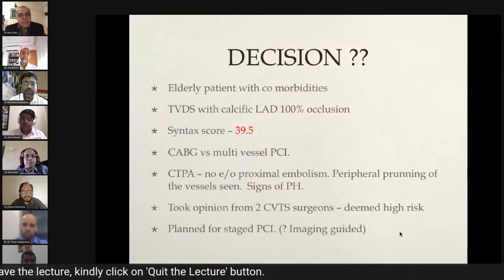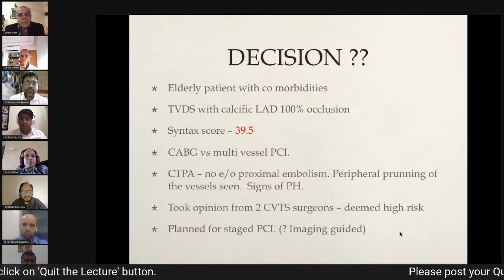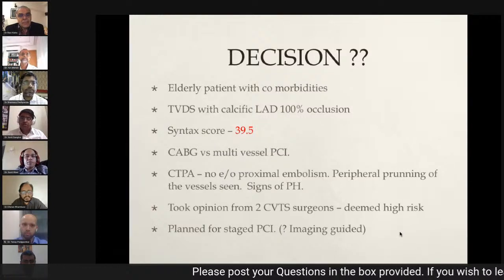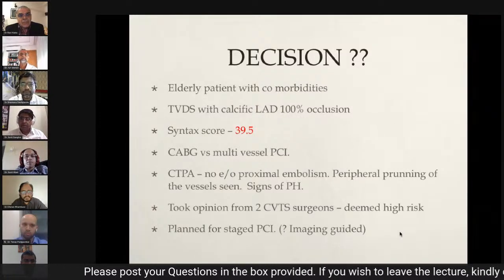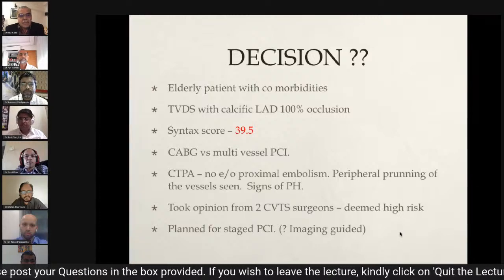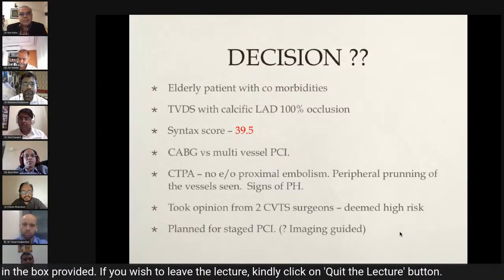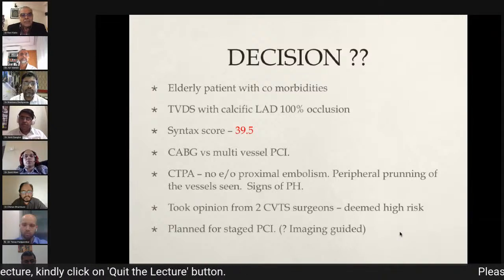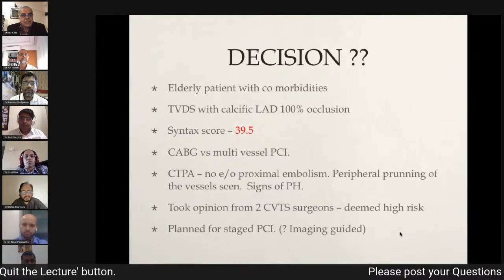So we sent the patient to a cardiac surgeon for an opinion, and we got a CT pulmonary angiogram done again. There was no evidence of any proximal embolism at present. There were signs of PH with dilatation of pulmonary arteries, and peripheral pruning of the vessels was seen, which means that he definitely had some residual pulmonary hypertension.